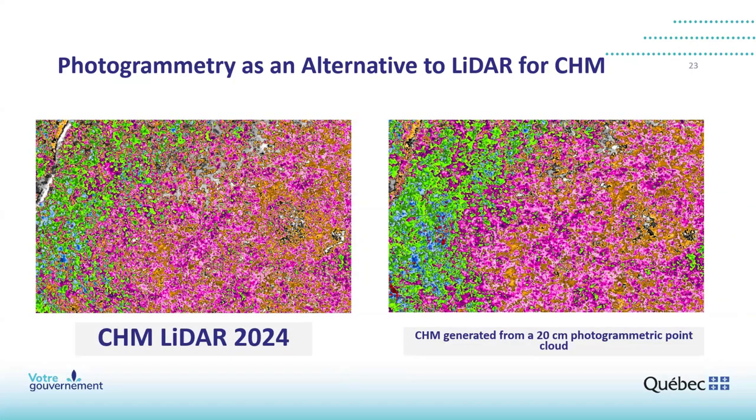So here we can see that the two products look very similar in terms of spatial pattern. This suggests that high-resolution aerial imagery can potentially approximate LiDAR for canopy height modeling in such contexts. However, we can see on the left that LiDAR still provides more reliable absolute height values and better penetration in dense canopy.